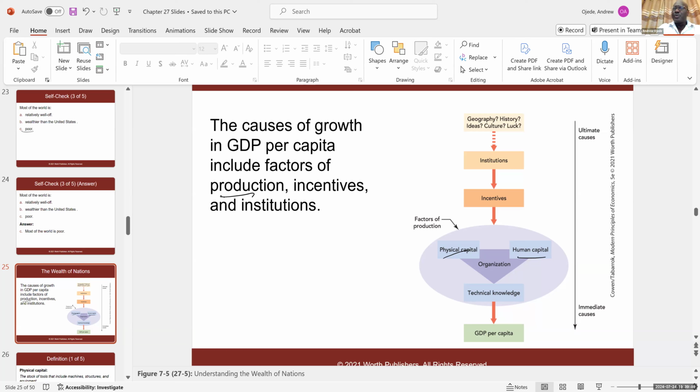And for you to grow, there are several other outside factors beyond the physical factors of production listed here. Geography is one, and then history and ideas, culture, and luck. Sometimes you need luck. A country may find itself discovering some new critical resources that are key to producing goods and services. Like Norway, which was lucky to discover huge deposits of oil, and Norway has been able to develop itself partly because of that.